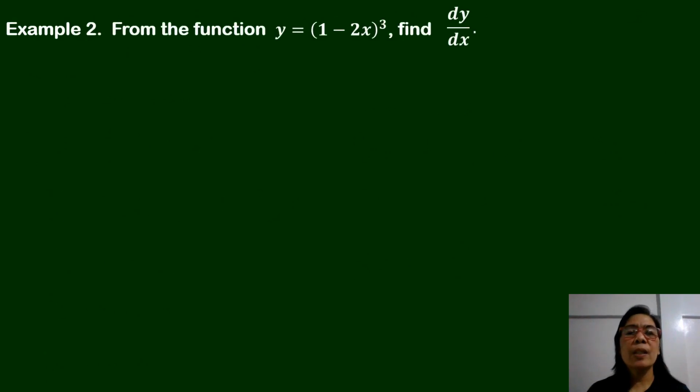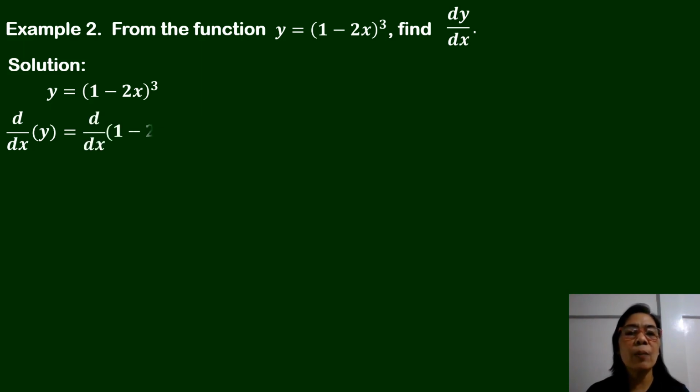Let us solve the next example. From the function y is equal to the quantity 1 minus 2x raised to 3, find the derivative of y with respect to x. So we start our solution by finding the derivative of the left member with respect to x. That is equal to finding also the derivative of the right member with respect to x. Again, whatever you do in the left member of the equation, you do the same at the right side.